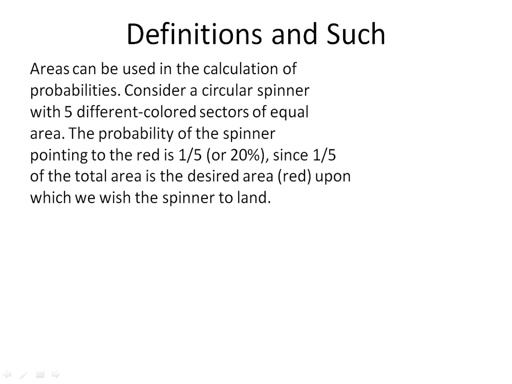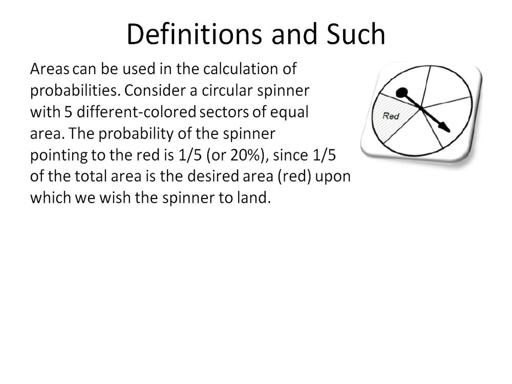Okay, definitions and things. Areas can be used in the calculation of probabilities. Consider a circular spinner with 5 different colored sectors of equal area. The probability of the spinner pointing to the red is 1 over 5, or 20%, because there are 5 sections and they're all equal. 1 out of 5 of the total area is the desired area, the red, upon which we wish the spinner to land.